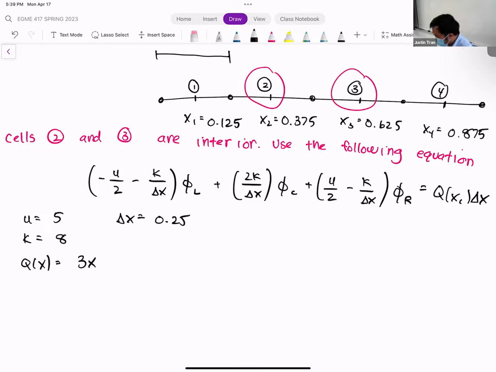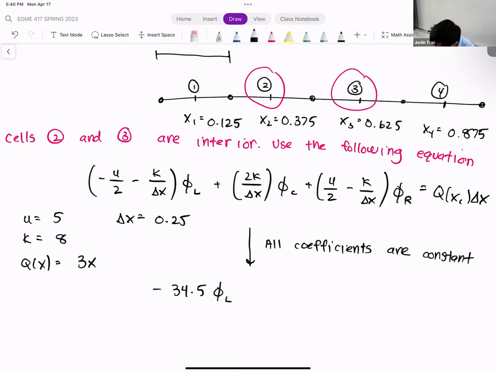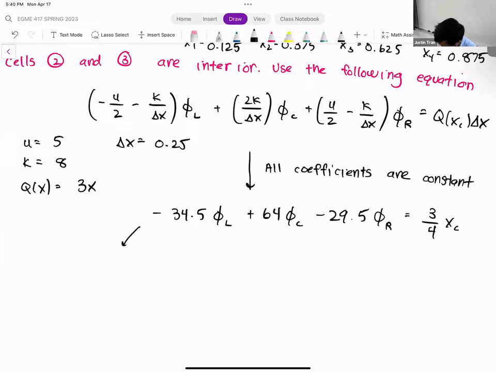Before we apply this to cells 2 and 3, because the velocities, the diffusion coefficients, and the grid spacing don't change depending on where we are, we can go ahead and compute all these coefficients. All coefficients are constant. If we just plug in those numbers, we get minus 34.5 phi sub L plus 64 phi sub C minus 29.5 phi sub R is equal to 3/4 x sub C. All I did was plug in for all the coefficients for the velocities and the diffusion coefficients.